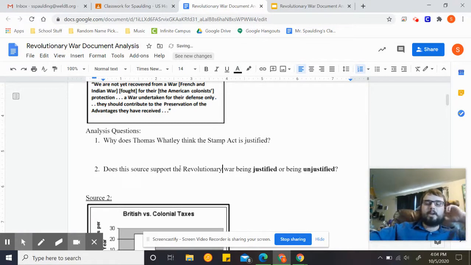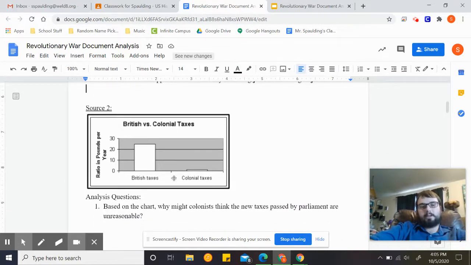Being justified or unjustified? Well, I would say it supports it being unjustified. If you think back, the colonists got all mad about taxes. This guy's saying, hey, we fought a war for you. I think it's fair that you help pay for all the advantages that came from us winning that war. So that would be evidence to say that the Revolutionary War, fighting against Britain, was unjustified. So you could type unjustified there. That'll come in handy later.